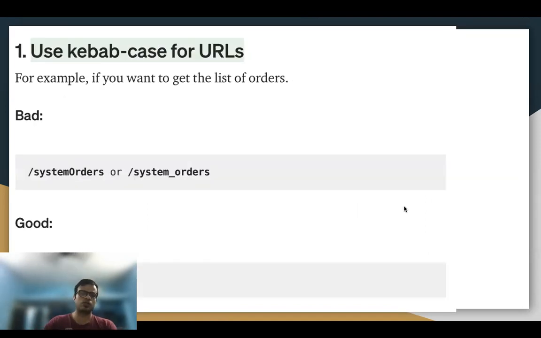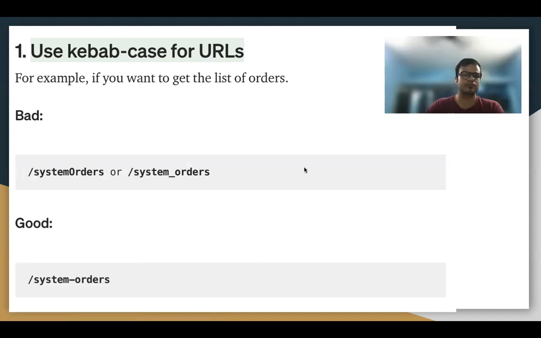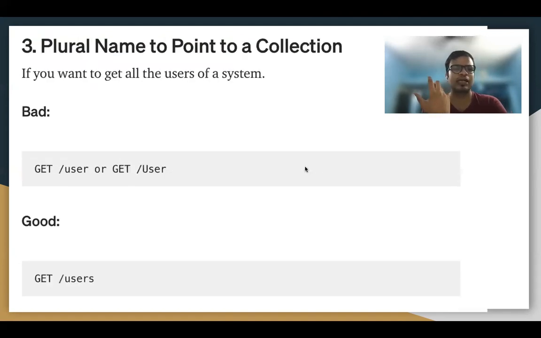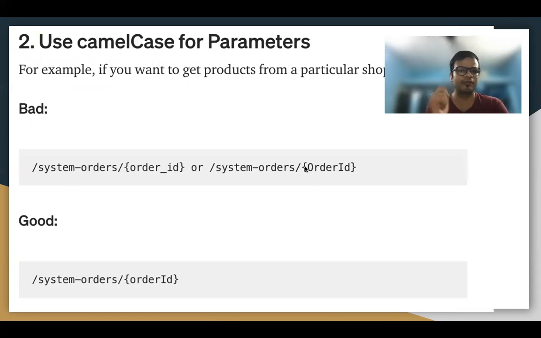So the first thing is you have to use kebab-case for URLs. That means you will not put system orders or system underscore orders. You can say system hyphen orders, right? That will be the perfect way. It's one of the techniques, and if you can use it, this will be better. Coming to the second one, use camelCase for your parameters. So order ID will be camelCase, not init caps.